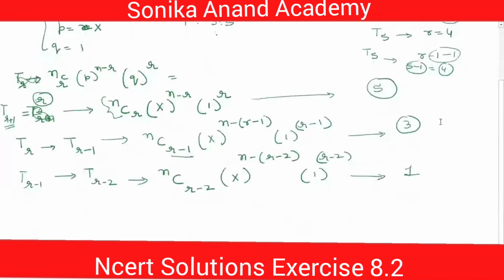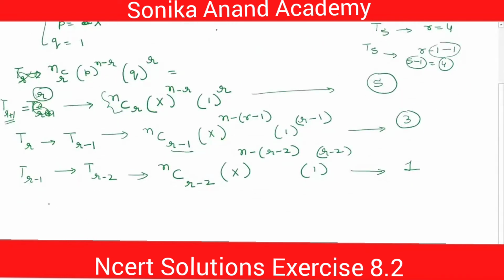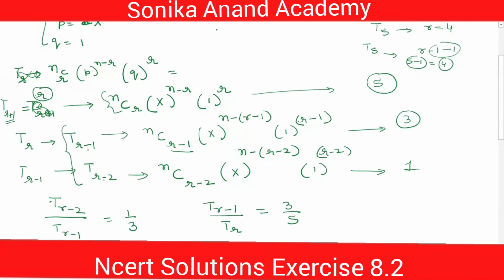So from here, if I find the ratio of T(r minus 2) over T(r minus 1), then it is 1 is to 3. If I find T(r minus 1) over T(r), then we have 3 over 5. This is the relationship. Clear?